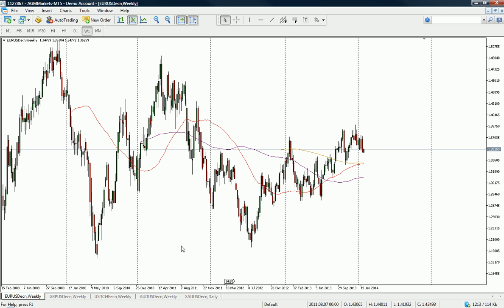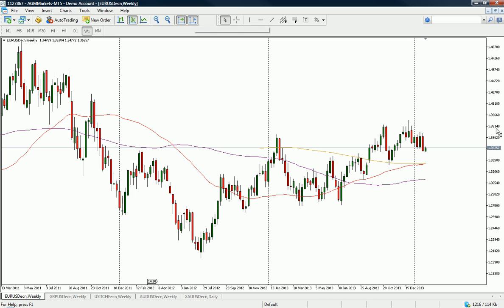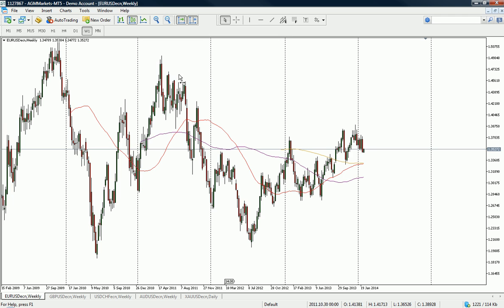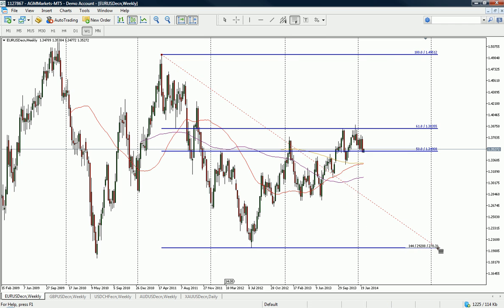Okay, let's have a look at the Euro Dollar. So this is the weekly chart. Let's briefly look at this chart, mainly in terms of the previous week's weekly candles. Obviously, because we're doing these videos on a weekly basis, the setup's pretty much going to be the same every week, and it kind of is. The setup that's still in play is this one here.